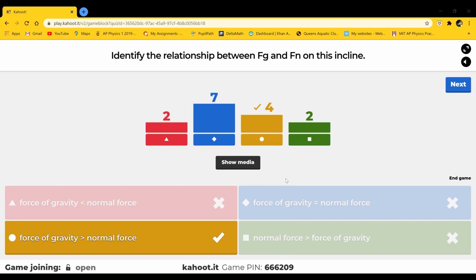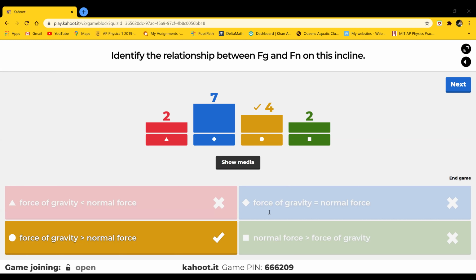Okay, I kind of said this before, but basically on an incline, because it's not a flat surface, when you do mg cosine theta, when you multiply by cosine theta, and cosine theta is usually less than 1 if you use any other equation.